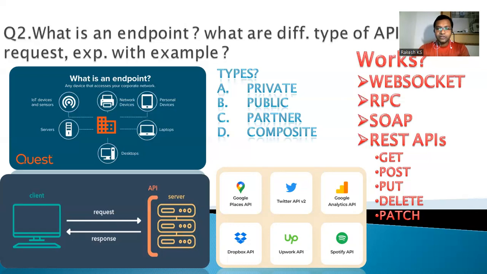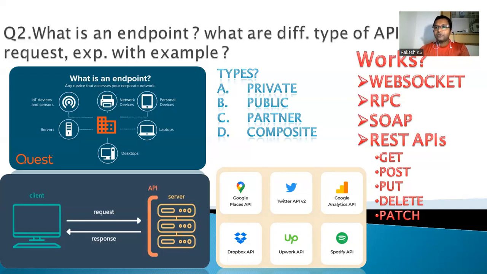So when you want some information through the APIs, you just click in your mobile app. So you access that information through the API securely. So this is how the API works. Google uses the API, Twitter also uses the API.